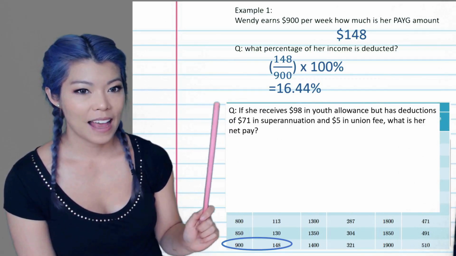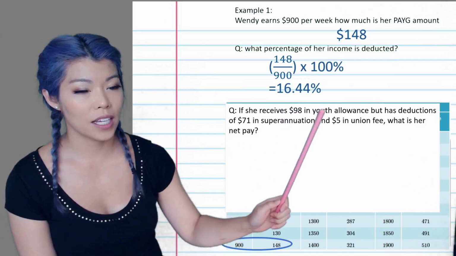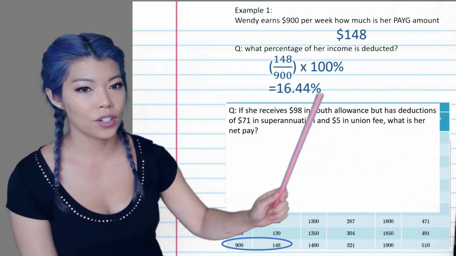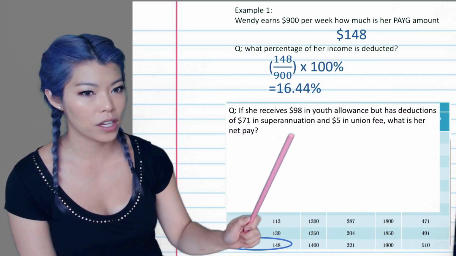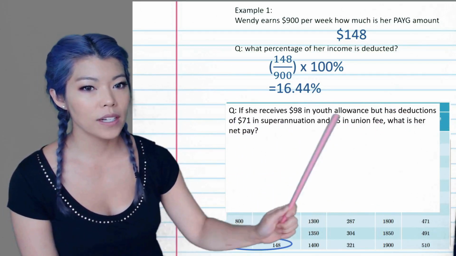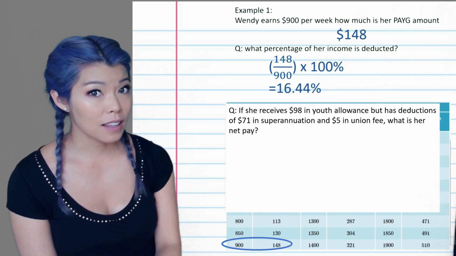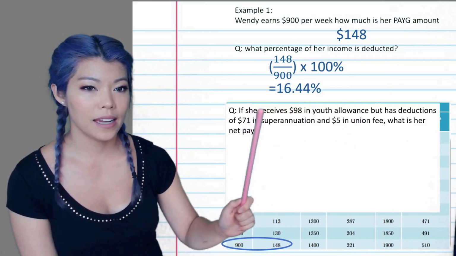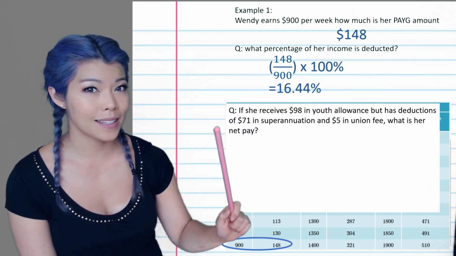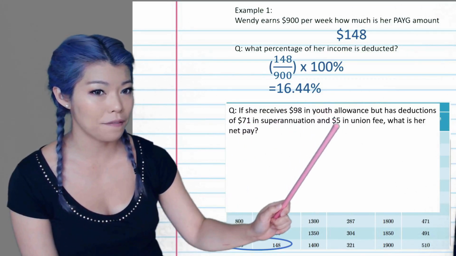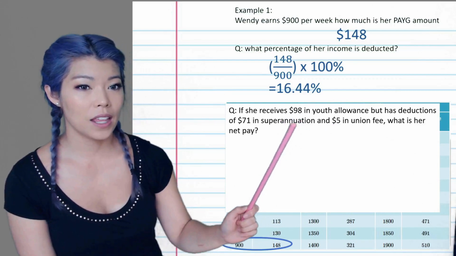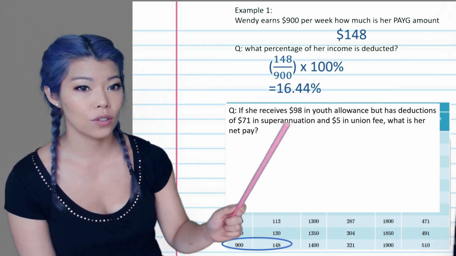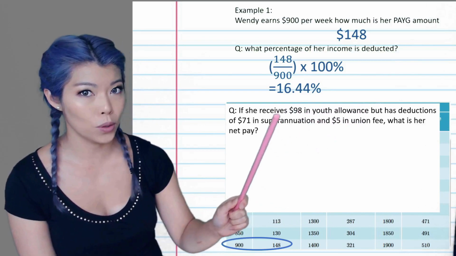Almost there. If she receives $98 in youth allowance but has a deduction of $71 in superannuation and $5 in union fee, what is the net pay? Now there's a lot of words here. I would recommend underlining any deductions or any minuses in red, so the 71 and the 5, and anything that's adding to your salary, so your allowances, in blue.